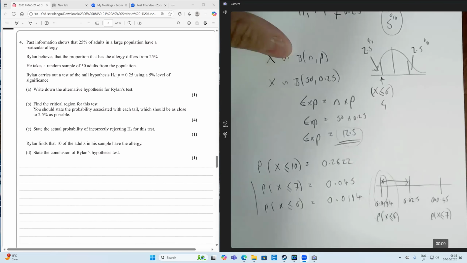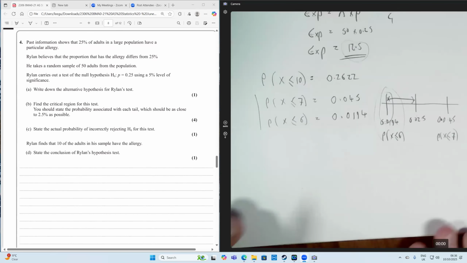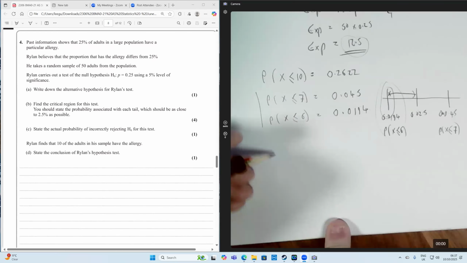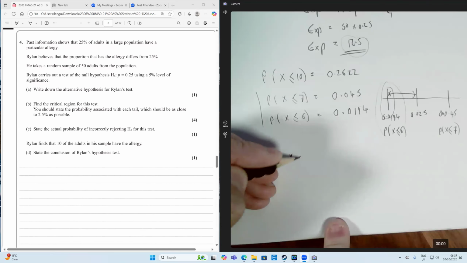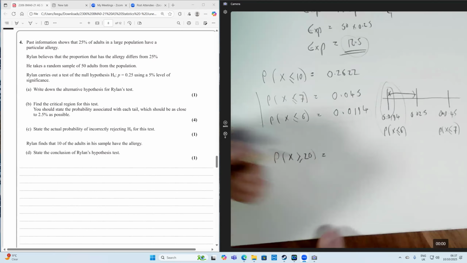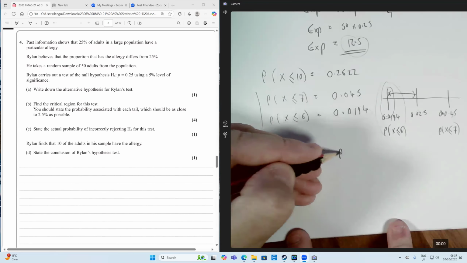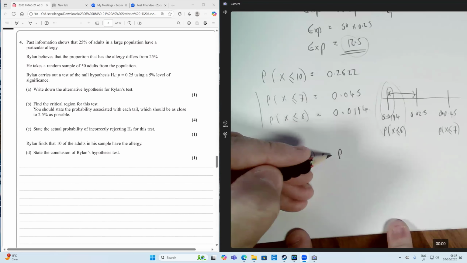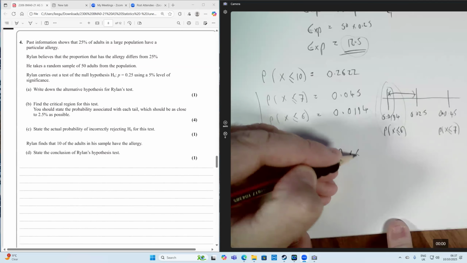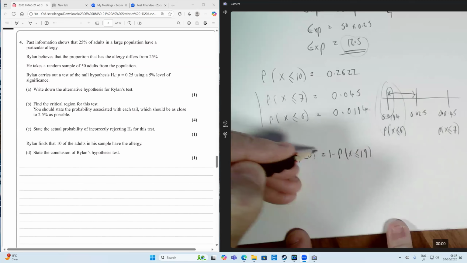Let's do the same now at the right-hand side of the distribution. Again, I'm just going to randomly pick a probability. Let's do X is greater than, because we're over at the other end of the distribution. Now again, depending on what calculator you're using, you might have to work out the probability of 1 minus the probability of X is less than or equal to 19.